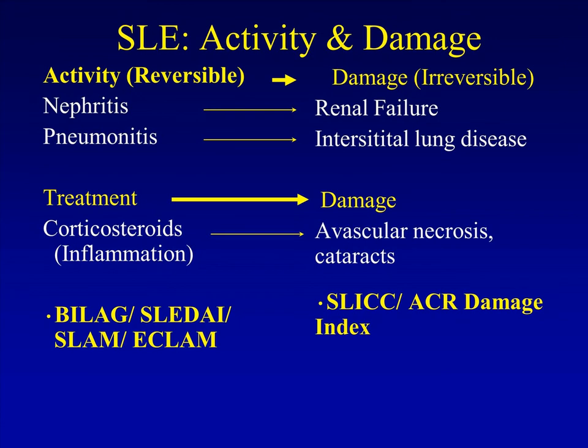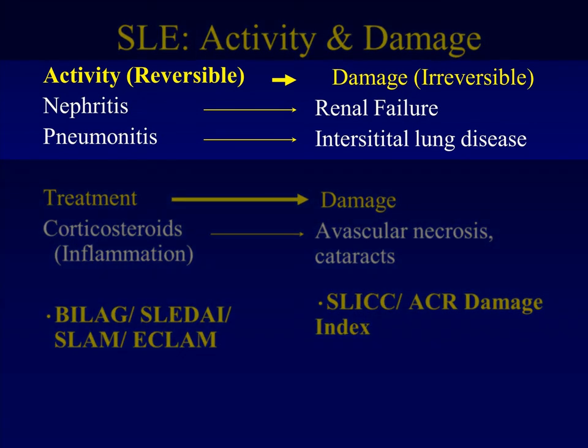Now, a key concept that is important to appreciate in SLE is the fact that disease activity, which is reversible, can lead to disease damage, which is irreversible, as is summarized in this slide. Let me give you several examples to illustrate this concept. So a patient with lupus nephritis who's got inflammation of the kidneys, this is reversible with appropriate immunosuppression. If untreated, tissue damage leads to renal failure, which is irreversible.